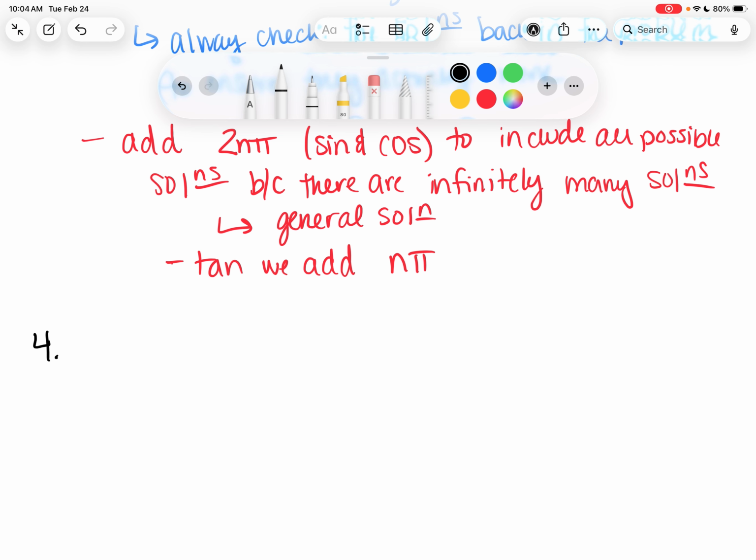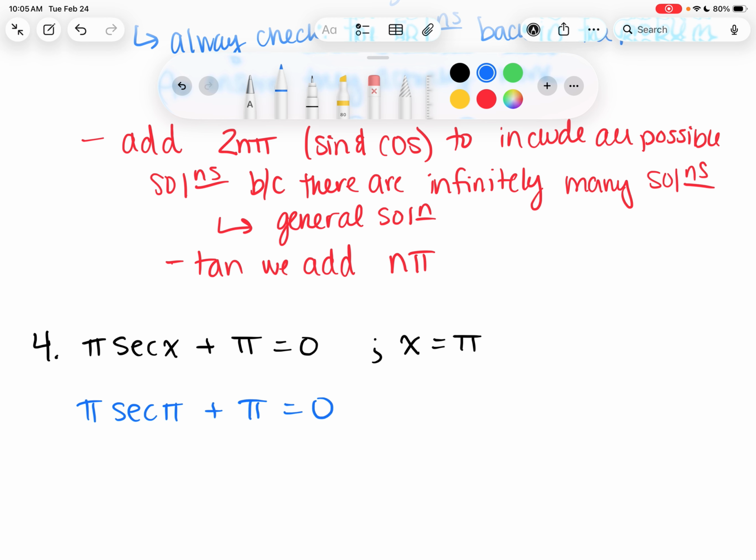So number 4 says pi times the secant of x plus pi is equal to 0, and we're plugging in that x is equal to pi. So you're going to need your unit circle handy with this stuff. So we plug in pi for x, so I have pi times the secant of pi plus pi equals 0. So just like what we did with verifying in the last section, I'm not moving anything to the right initially. Okay, I'm going to solve everything out over here. I'm showing that the left side is equal to the right.